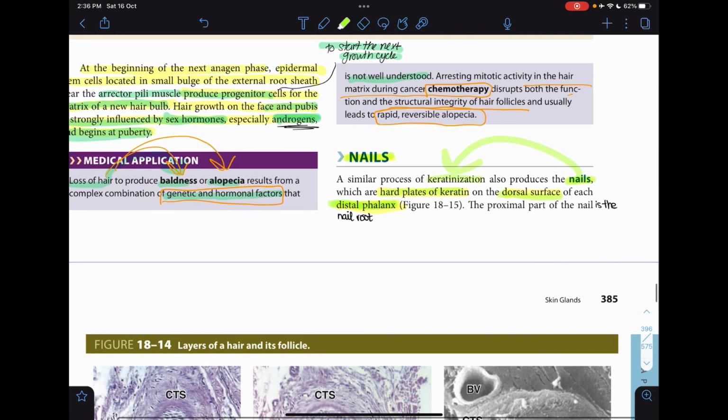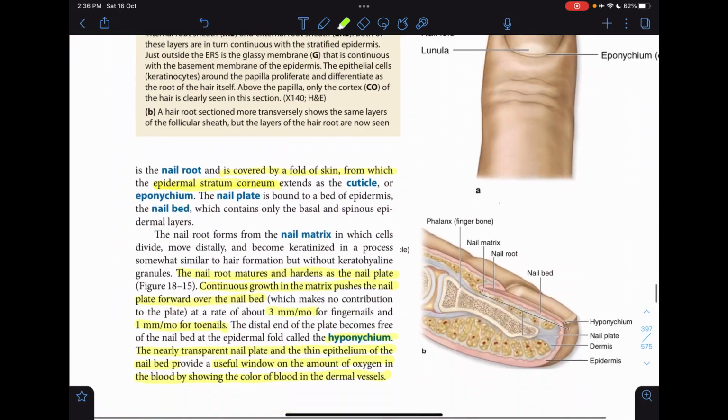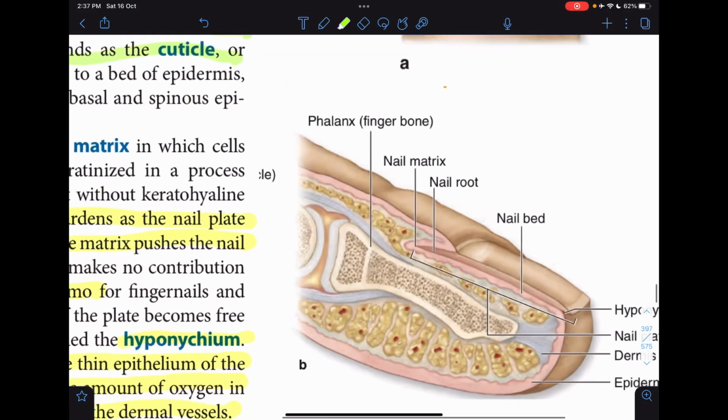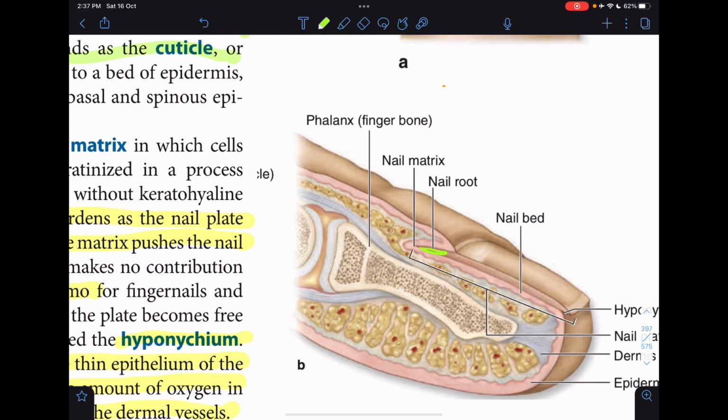Okay, the proximal part of the nail is the nail root. The nail root is covered by a fold of skin from which the epidermal stratum corneum extends as the cuticle or eponychium. So what does this mean? We have the nail root. The nail root is covered by a cuticle.